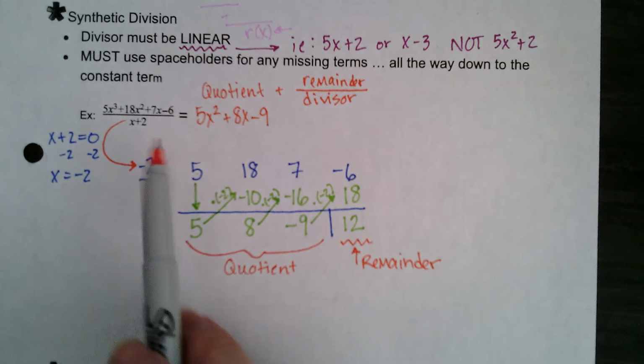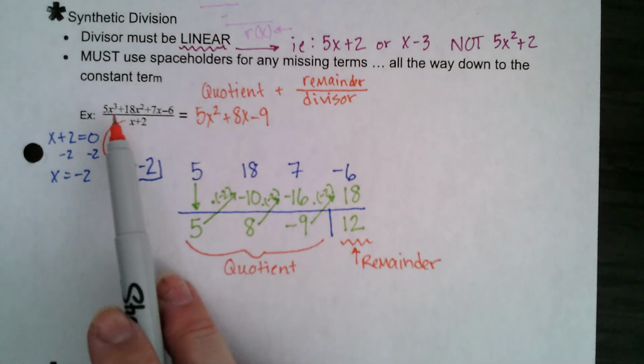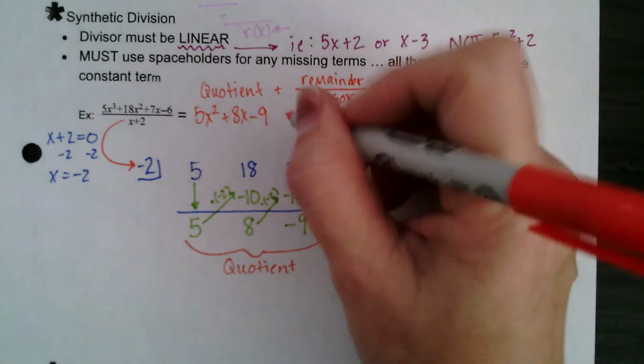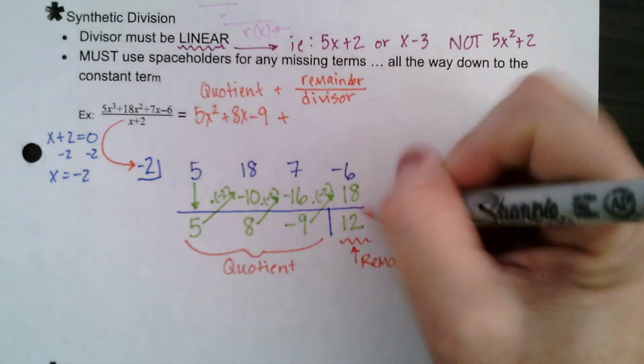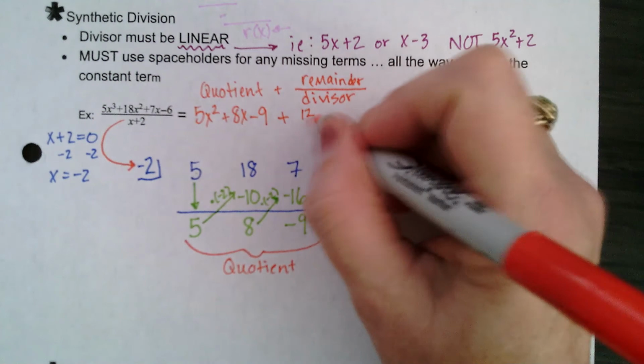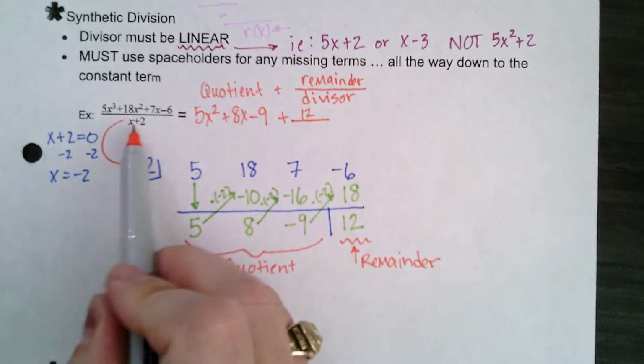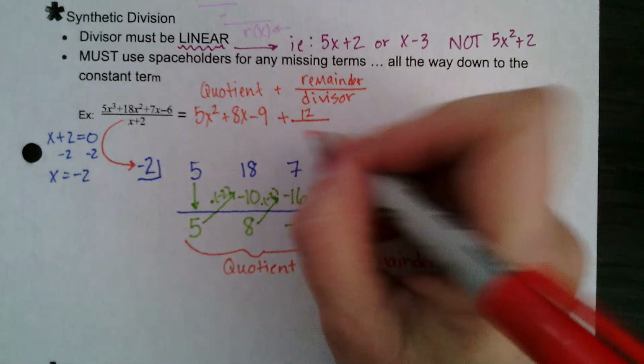So whatever your dividend was, then your quotient will be 1 degree less, and then it will just go down by 1 each time. The remainder is just going to be the number 12. And the divisor is the original divisor for the problem, so it'll be x plus 2.